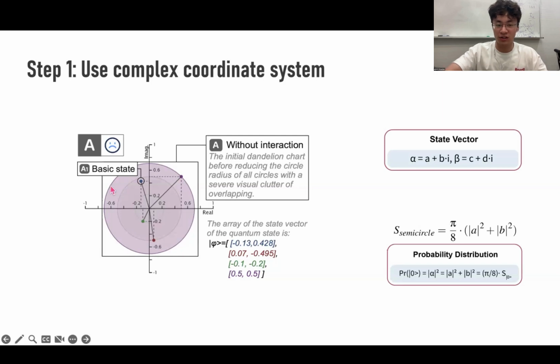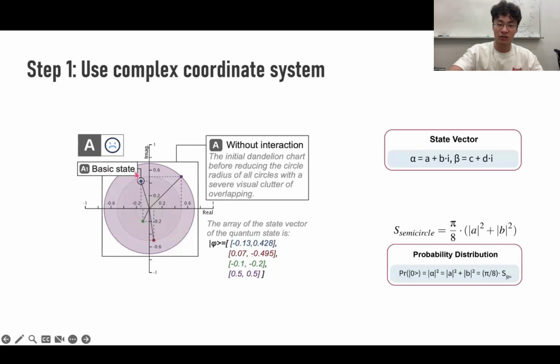After we draw a circle with the radius of each line segment, we can easily see that the area of this circle can be used to represent the probability of a state, because the probability of state 0 is proportional to the area of this circle, right? This is a very simple formula to calculate the area of the circle, and at the same time, the probability can be written as the sum of the squares of A and B, right?